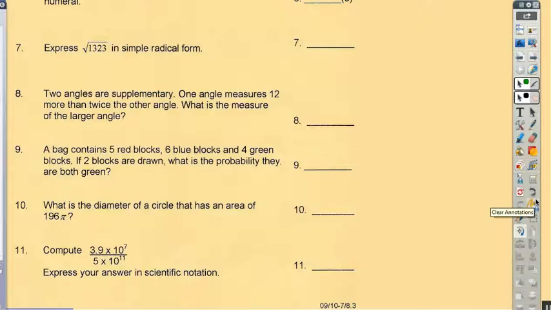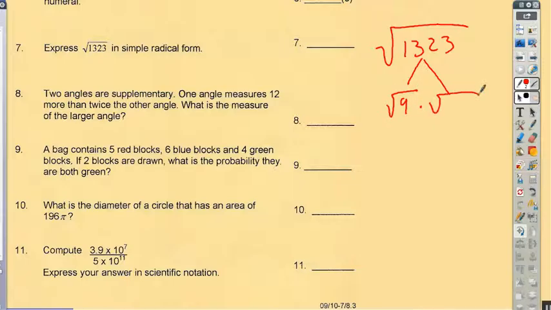All right, number 7. Express in simplest radical form the square root of 1,323. The trick here is I need to have a number that is a perfect square that goes into that. Well, I know 9 goes into 1,323, and I know that because 1 plus 3 plus 2 plus 3 is 9, and 9 is divisible by 9. So the square root of 9 times the square root of, well, I need to divide this by 9.